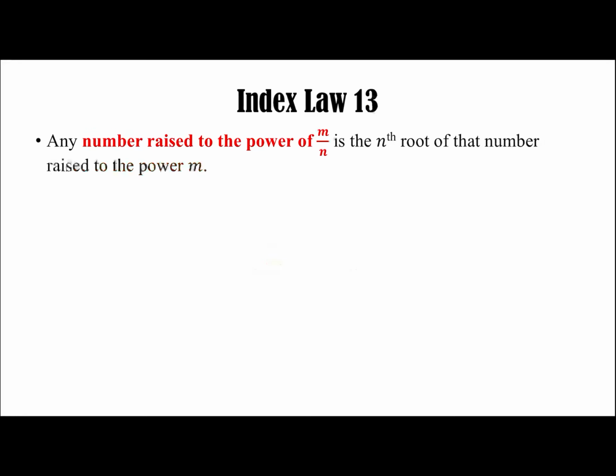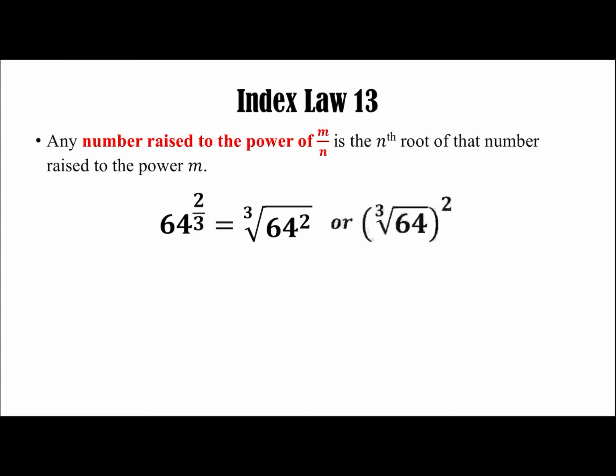Index law 13, any number raised to power of m over n is the nth root of that number raised to the power m. So if I take 64 to the power 2 over 3, that means cube root of 64 squared. I could also write it as cube root of 64 to the power 2.